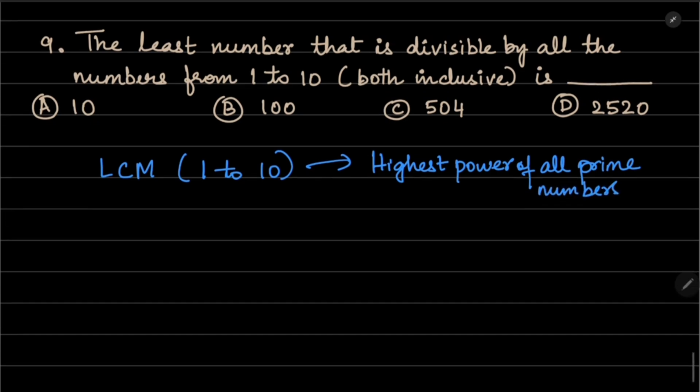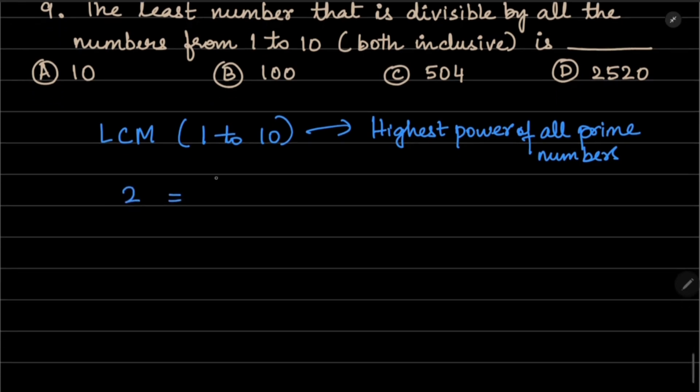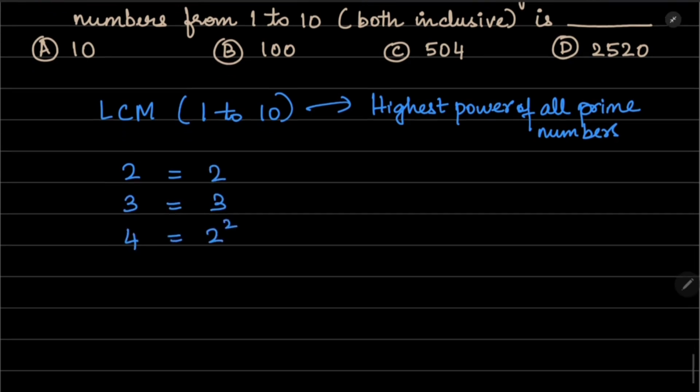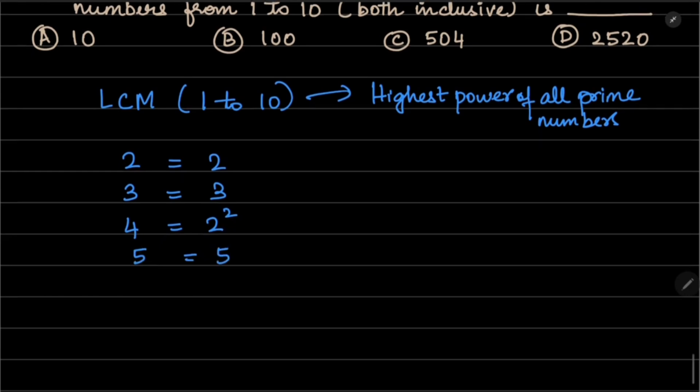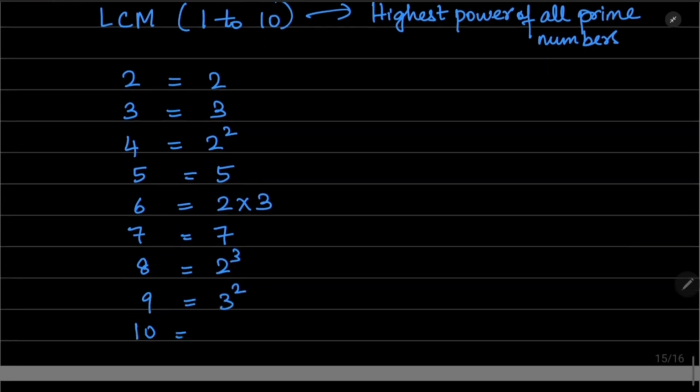So 1 is not a prime number. Okay, so we are not writing 1. 2 is the first prime number. So 2. What are the prime factors of 2 when you factorize? It's just 2. 3 is a prime number, as such 3. 4, when you prime factorize it, you get 2 square. 5, again 5. 6, I can write it as a product of 2 into 3. 7, again a prime number. 8, I can write it as 2 cube. 9, I can write it as 3 square. And 10, I can write it as 2 multiplied by 5.